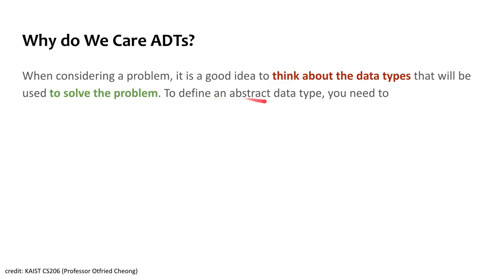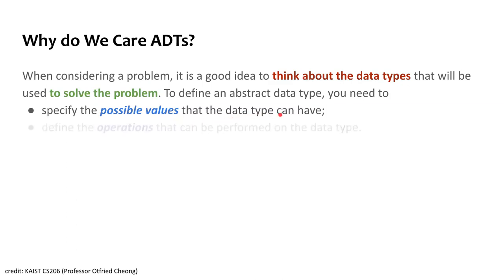And to define an abstract data type, you need to do some things. The first thing you need to do is specify the possible values that that data type can have or handle. And the second thing you need to do to define an abstract data type is to define the operations that can be performed on the data type. So firstly, you need to specify possible values or the type of data that our object is going to handle, and then how we are going to operate on those data, given input data, is the next thing we need to define.